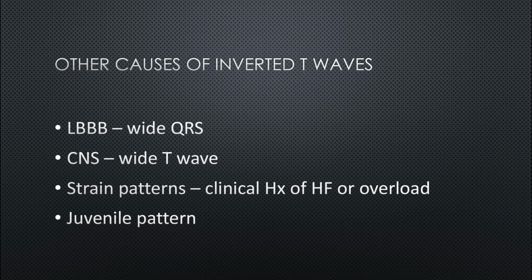We have to think about whether there's been a CNS insult, but these normally produce a very wide T wave and are going to have a clinical pattern that's not going to look like ACS. There are the strain patterns, but normally there's a clinical history of heart failure, or the diagnosis is going to be indicative of some sort of ventricular overload type problem. Sometimes they can persist as a juvenile pattern because they're not unusual in children, but normally you need another ECG to compare with to know whether this is the case.